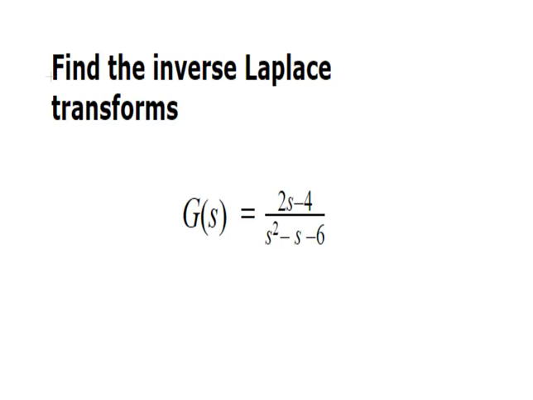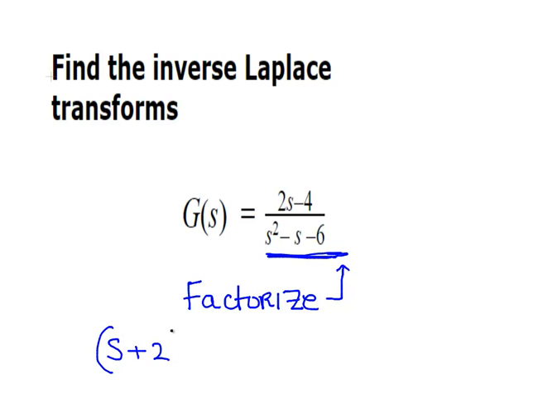Now, s squared minus s minus 6, you can see quite clearly that that is a polynomial of degree 2, a quadratic. But in such situations, what you should try to do is factorize it. There are some questions where a factorization is not quite so easy. In this case, you will find that it's straightforward enough. S plus 2 times s minus 3 is how you might factorize that.